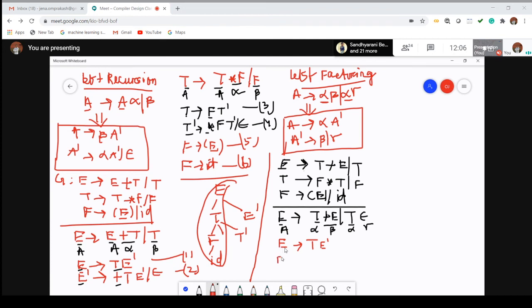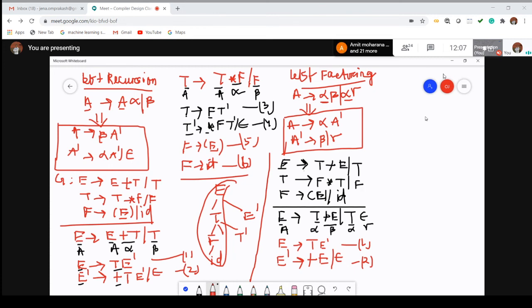What is the second one? It will be E dash. Now E dash is nothing but either beta or gamma. So what is the value of beta? Beta value equal to plus E. Beta value equal to plus E or gamma. What is the value of gamma? Gamma value equal to epsilon. Make it equation number 1, make it equation number 2. Okay, so the production 1 is completed.